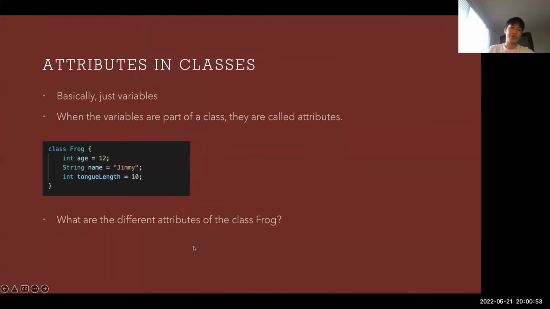Okay, attributes. I've already shown you what an attribute looks like. Toto was an attribute of that class. Essentially it's just a variable that's inside of a class, so an object. When the variable is a part of a class, it's called an attribute. Here you see three attributes. Can anyone tell me what the names of these three different attributes are? It's pretty obvious, I think. Name and value.